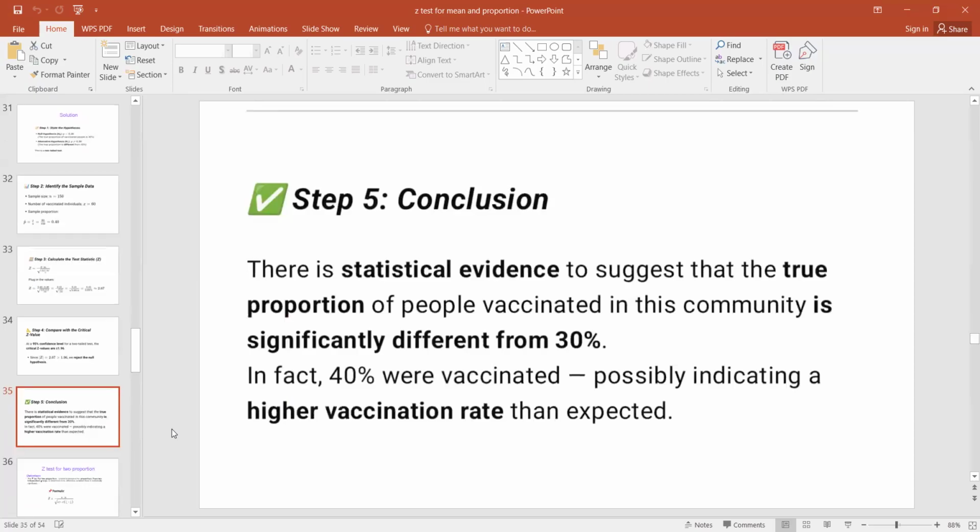Step 5, conclusion. There is statistical evidence to suggest that the true proportion of the people vaccinated in this community is significantly different from 30%. In fact, 40% were vaccinated, possibly indicating a higher vaccination rate than expected.